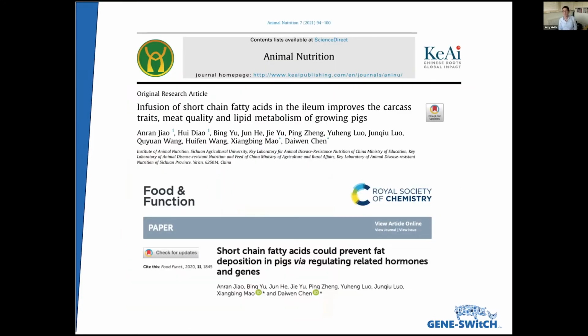So what's going on in the animal field? There are already indications that short chain fatty acids have quite profound effects in animals as well, and in pigs, which is the subject of Work Package 5 study.